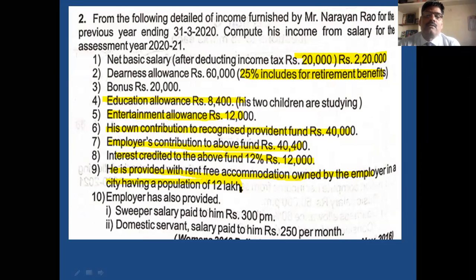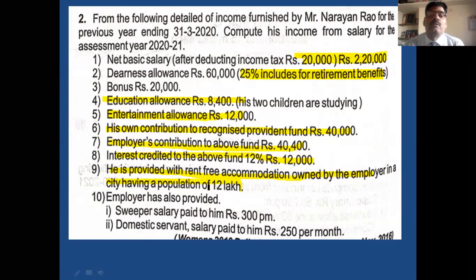If the house is owned by the employer, 15% of salary for population above 25 lakh. Then 10% of salary for population between 10 and 25 lakh. And if population is less than 10 lakh, 7.5%. Therefore, the house is owned by the employer and the population is 12 lakh. 12 lakh means it is between 10 and 25 lakh. Therefore, the rate applicable is 10% of salary. 10% of salary means all the amount received from the employer by the employee in the form of cash.